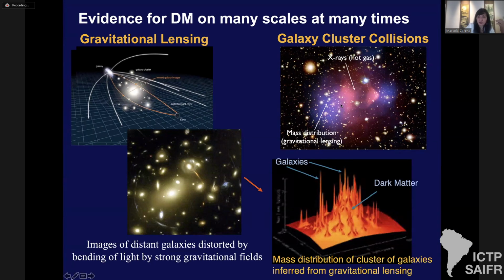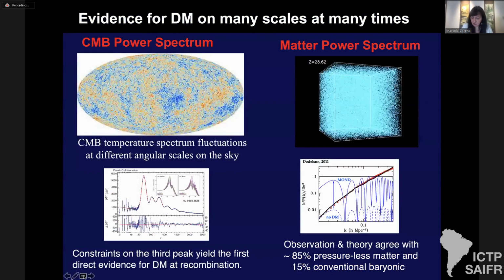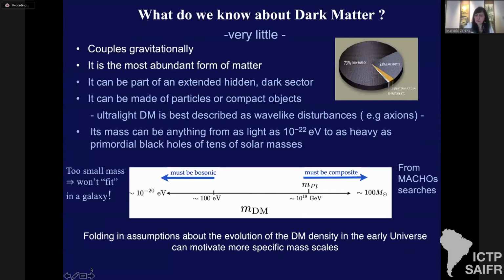And of course, we also know that about 2004 or so, we saw the indications of the bullet cluster where two galaxy clusters collided, as we see here, leaving behind this interacting gas while the dark matter of both clusters passes through, and we see it here through gravitational lensing.